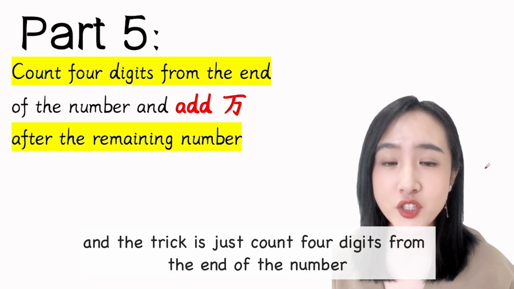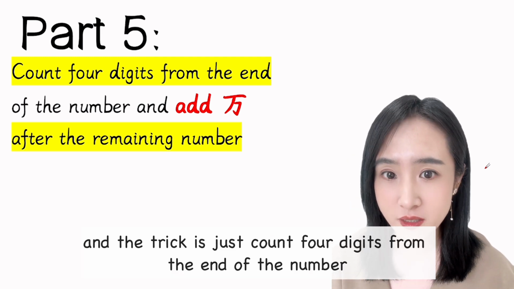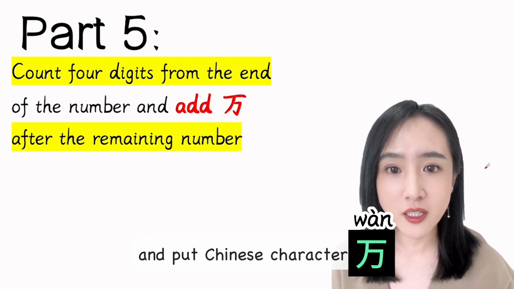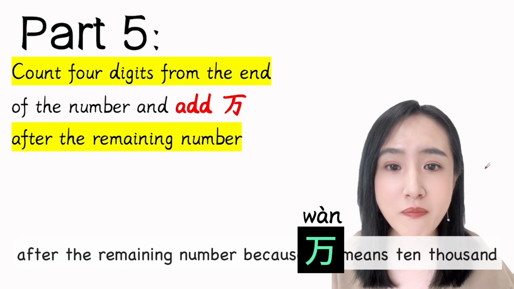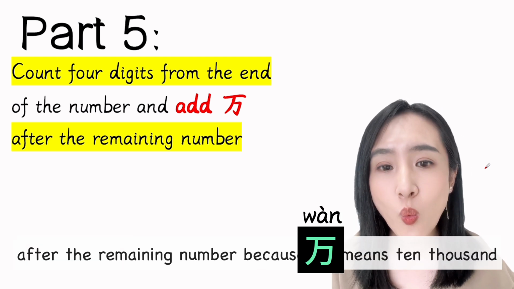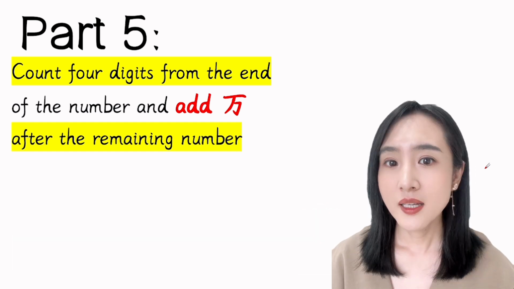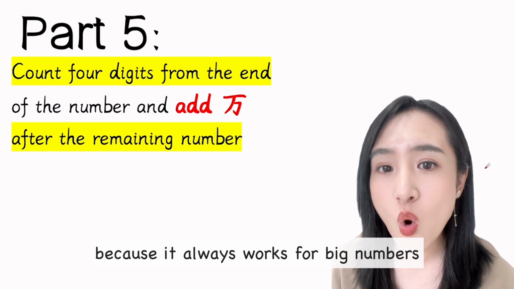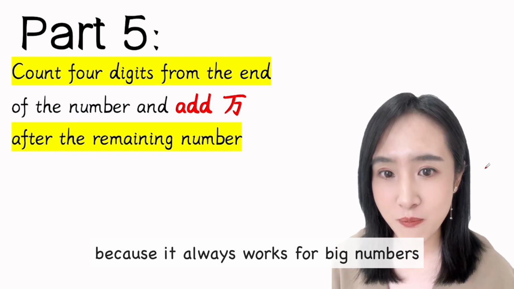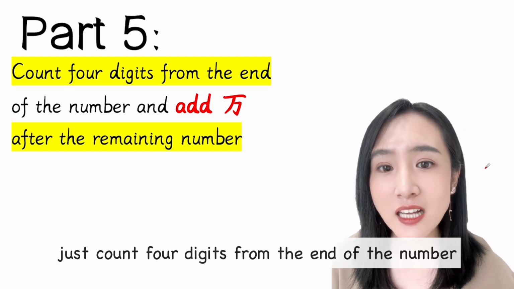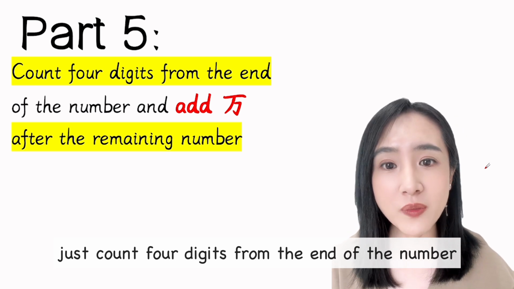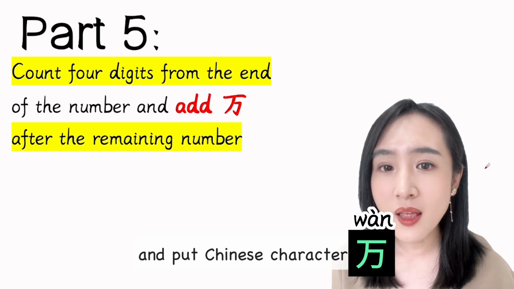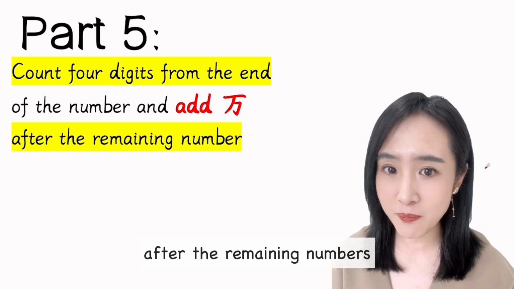And the trick is just to count 4 digits from the end of the number and put the Chinese character 万 after the remaining number, because 万 means 10,000. Let me repeat this little trick again because it always works for big numbers. Just count 4 digits from the end of the number and put the Chinese character 万 after the remaining numbers.